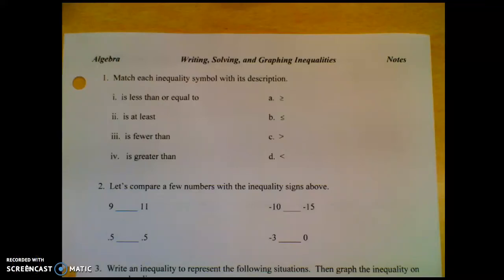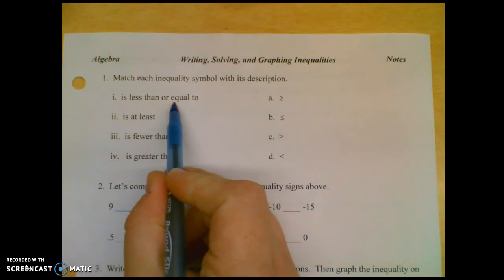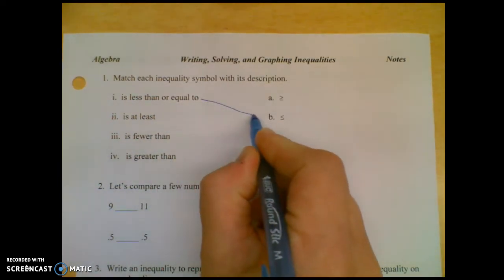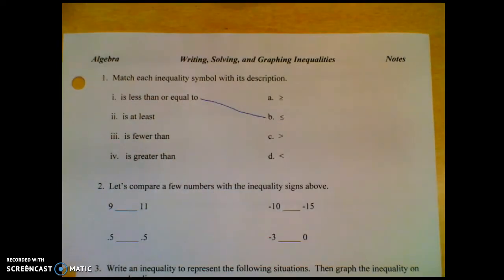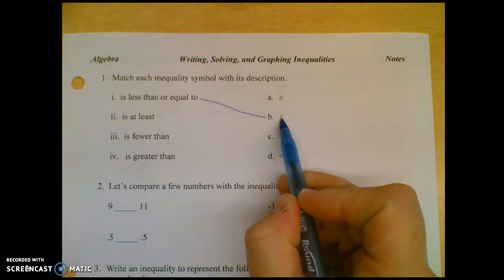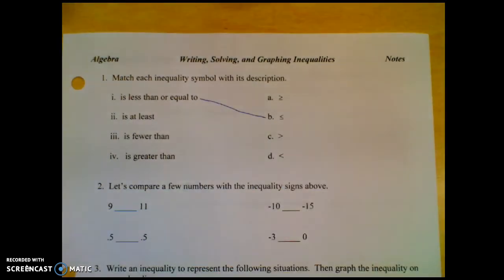Hello, today we are going to discuss how to write, solve, and graph inequalities. First, let's review the inequality symbols. Is less than or equal to is B. Less than points to the left, and the little sign right here means or equal to.